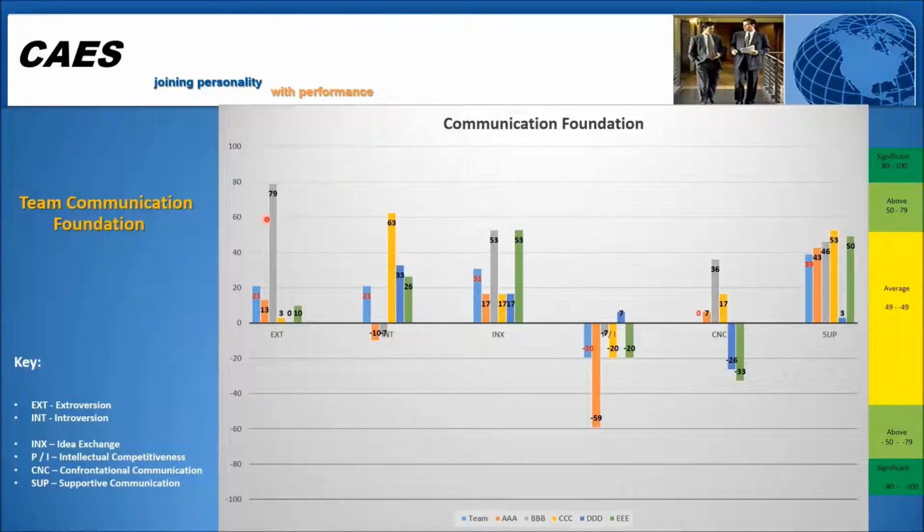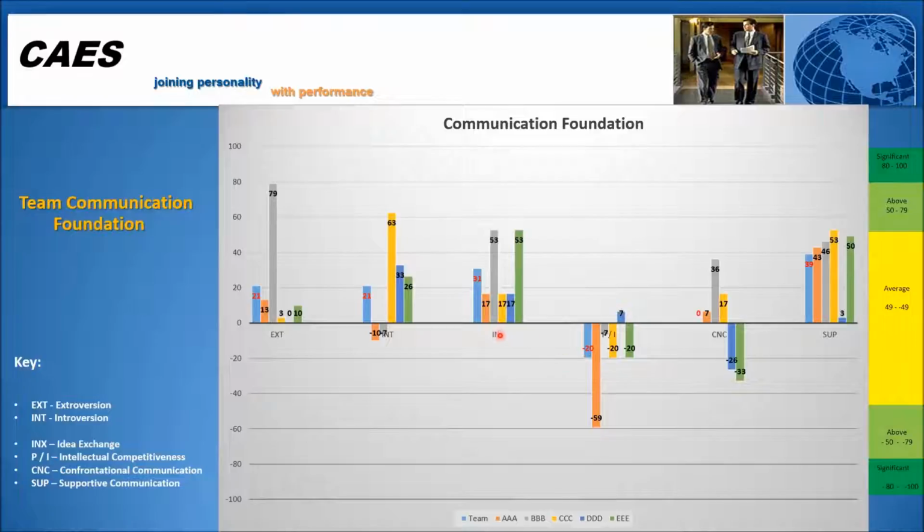Similarly, if it was a very open environment, noisy, busy, interaction with a lot of people, perhaps external people coming in all the time, that could go against the preferences of our introverted people, and that could affect their motivation and their performance. We can also look at a number of different ways that people communicate as a whole. An overview, I guess, would be the best way to put it. And here we've identified idea exchange, intellectual competitiveness, confrontational communication, and supportive communication.